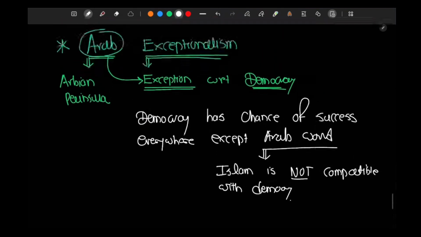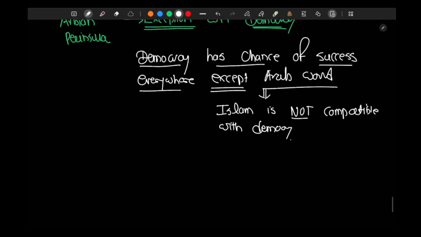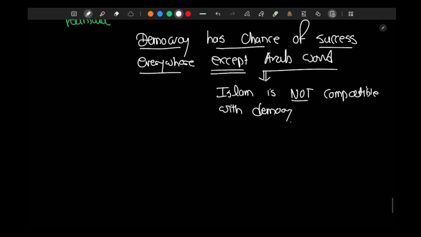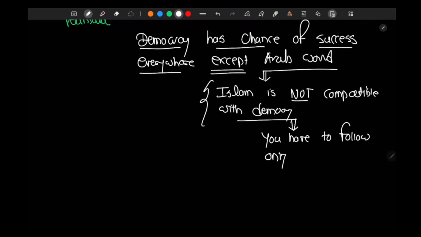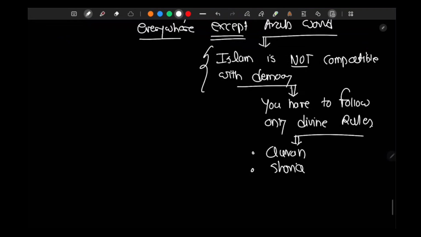So what Arab exceptionalism wants to say is that democracy has a chance of success everywhere except the Arab world, and Western scholars say that Islam is not compatible with democracy. Why is it not compatible? Because in Islam it is suggested that you have to follow only divine rules. There is the Quran, there is Sharia law. Western scholars say that the Quran and Sharia law are not compatible with democracy, are not compatible with autonomy of self.